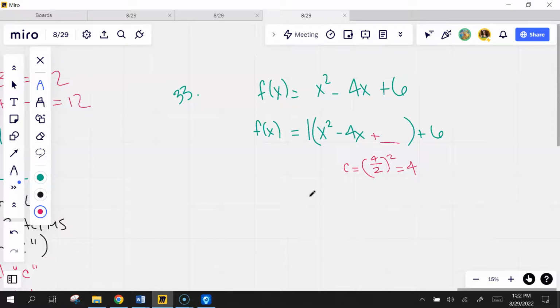Now, I add it here, but I subtract it here. No, you don't. It doesn't matter because if you square a negative number, it becomes positive. So what am I subtracting here? 4. Whatever the A times the good C is, that's what you're subtracting because I have to stay balanced. Now clean it up.